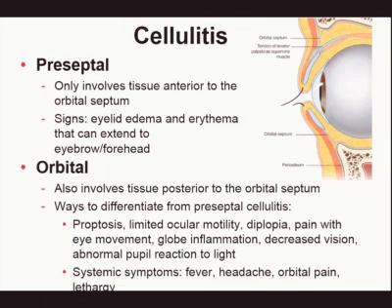Orbital, much more severe signs, so if the child has proptosis, limited ocular motility, diplopia, pain with eye movements, globe inflammation, decreased vision, abnormal pupil reaction to light, or systemic symptoms of fever, headache, orbital pain, lethargy, those are all signs of orbital. That's much more serious.